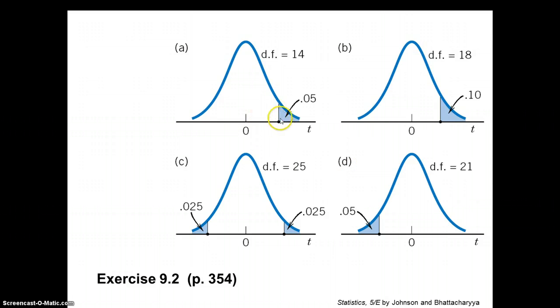Okay, so the meaning is similar to what we have learned before. T is a variable, and again it's standardized variable, and for small sample size, and the area under the curve is the probability as before. This is the same as before.